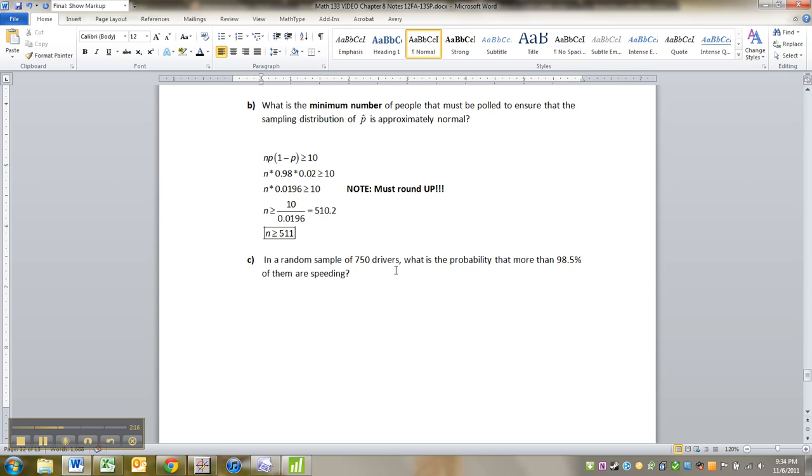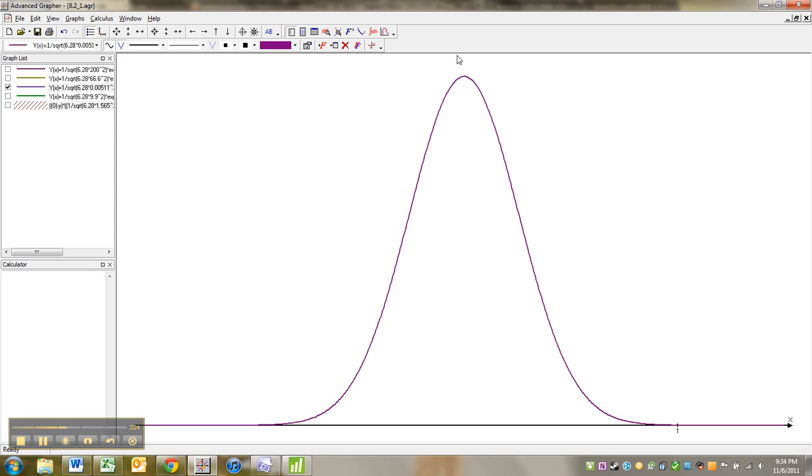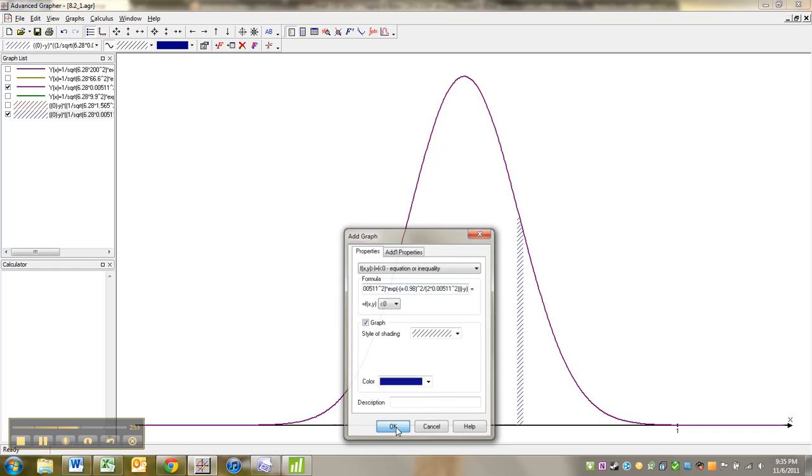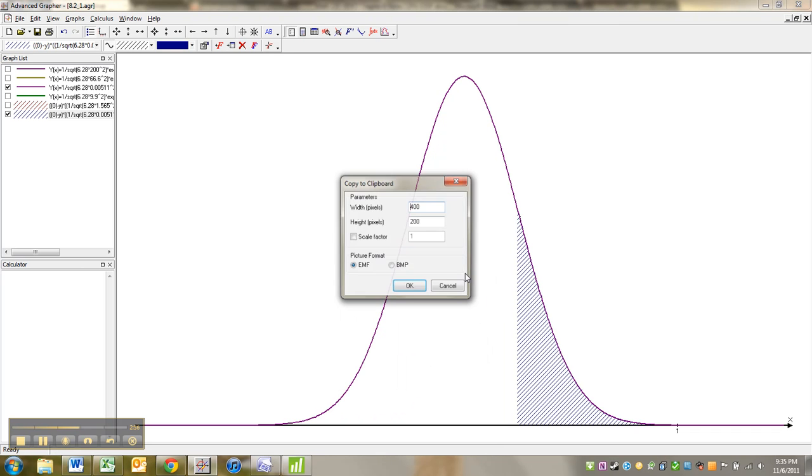Okay, in a random sample of 750 drivers, what is the probability that more than 98.5% of them are speeding? And I drew a lovely normal curve. You can't see it, but 0.98 is right down the middle. And then I want 98.5%, so I will draw a graph of that. It's an integral from 0.985 to forever, at the graph. Okay, there it is. So that's what I'm looking for.